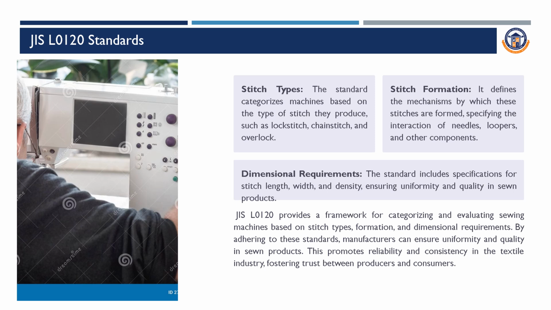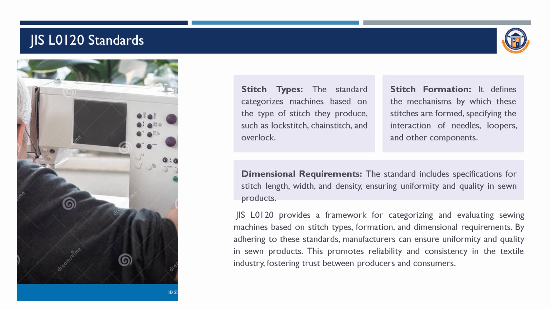Stitch type: the standard categorizes machines based on the type of stitch they produce, such as lock stitch, chain stitch, and overlock. Stitch formation defines the mechanism by which these stitches are formed, specifying the interaction of needle, looper, and other components. The dimensional requirements for the stitch types developed under the standard specify stitch length, width, and density, ensuring uniformity and quality in sewing products.